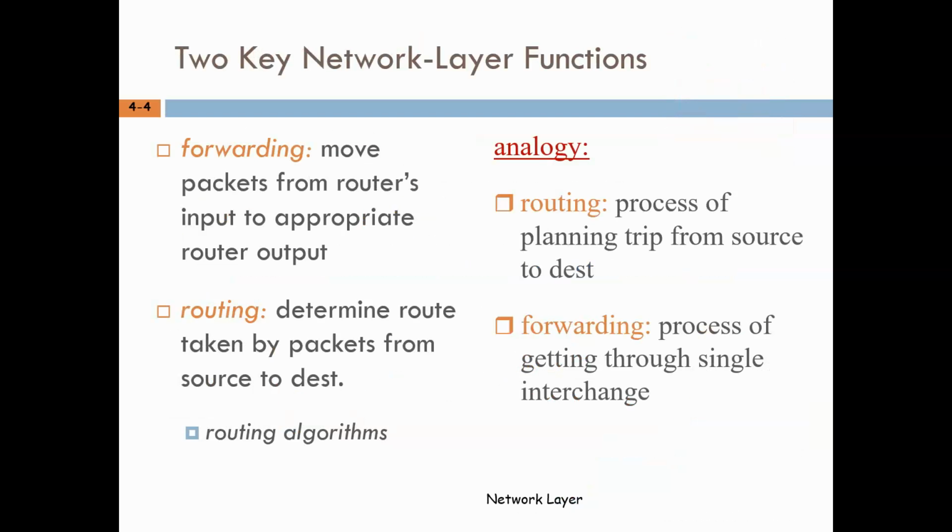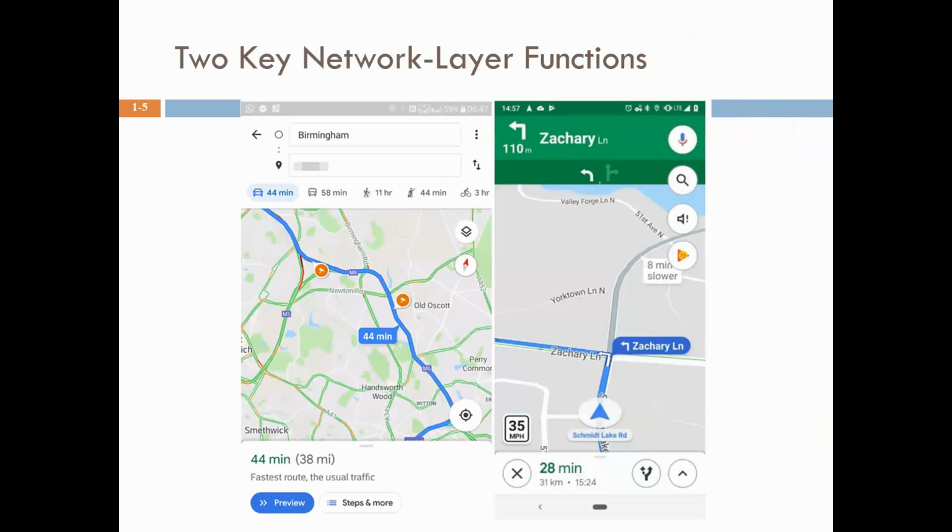To understand how routers work, we have to understand a difference between two key functions in the network layer. These are routing and forwarding. And to understand them, I will give you an analogy, which is Google Maps. If you have used Google Maps before, you will know that in order for you to find a path to any destination, the first thing you will do is enter the destination address here.